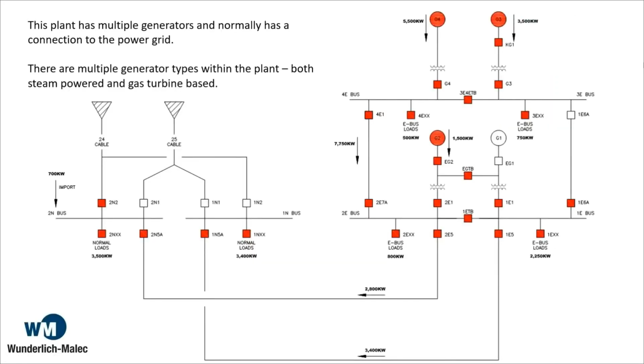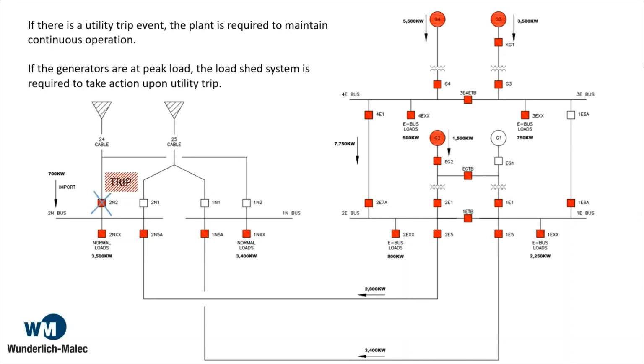So in this example, we've got a plant here with multiple generators, and it's designed to normally have a connection to the power grid. Now let's say we have a utility breaker trip. If we're already running at maximum output on our generators, we're gonna have to do something. We're gonna have to remove some electrical load. Could be a chiller or a water pump. So we've got to take action very quickly. Let's move to the next slide.